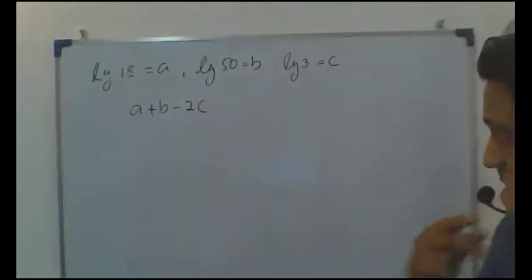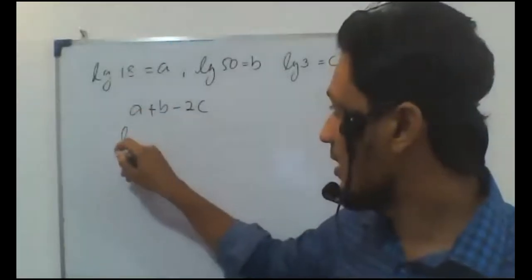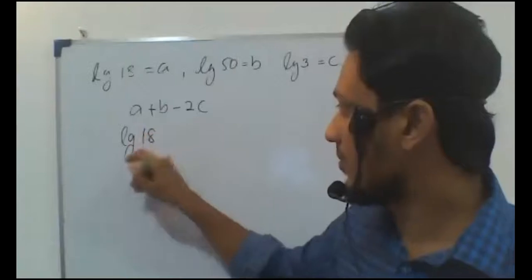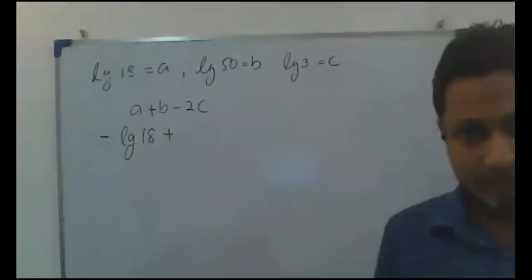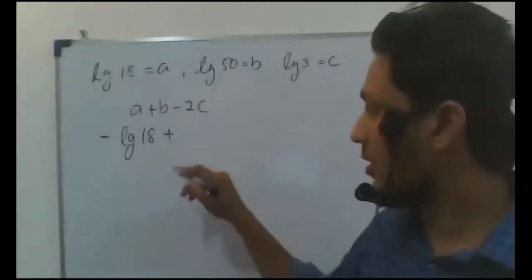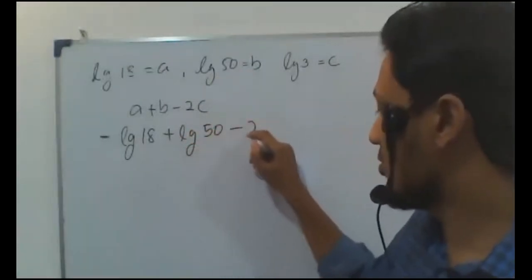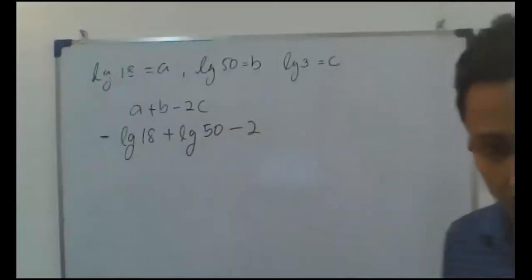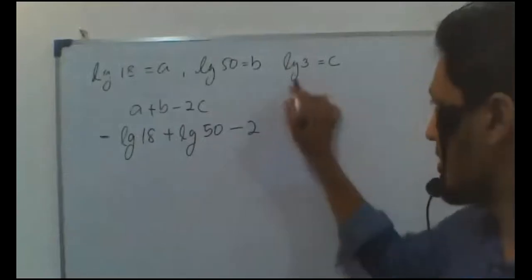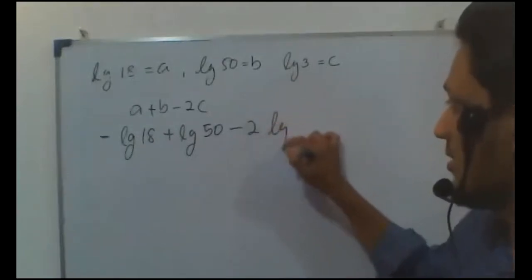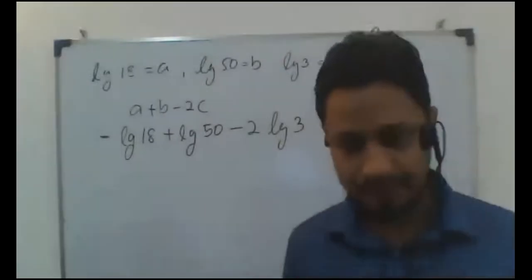We'll see. So what is that? I'll write it for this a: LG 18 plus b. What's the value for b? They said b is equal to logarithm 50. Okay, LG 50 is there, minus 2c. What is c? C is not 3, c is LG 3. Okay, so we'll move to the next step.